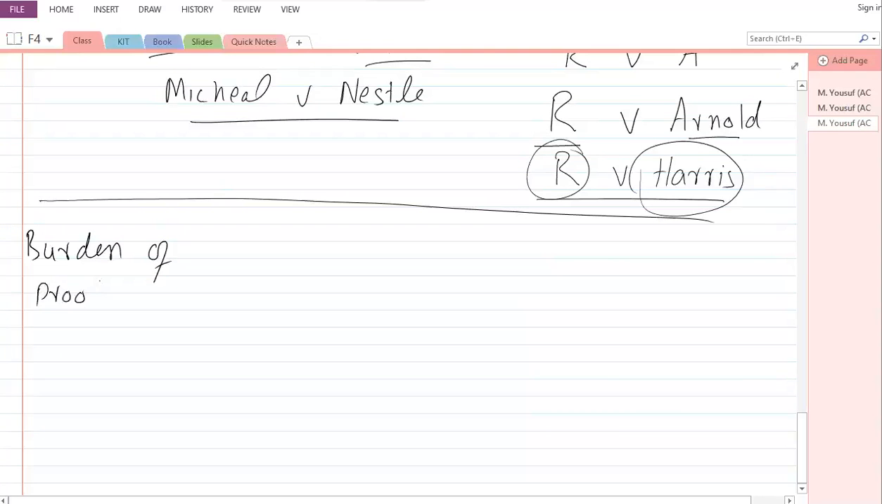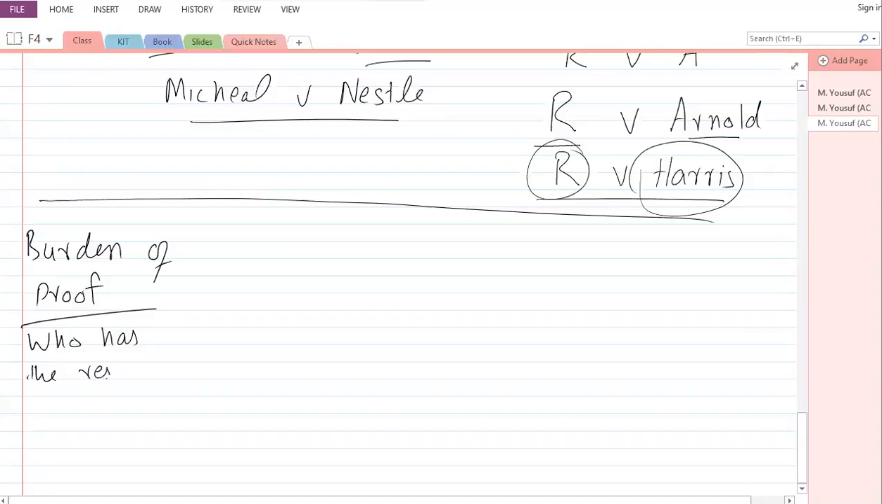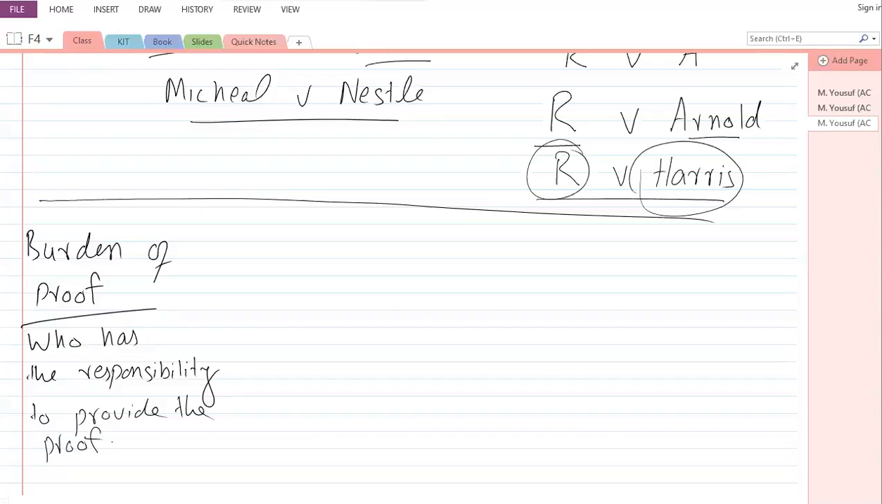What is meant by burden of proof? This means, who has the responsibility to provide the proof? So whether it's the claimant's responsibility or whether it is the defendant's responsibility.